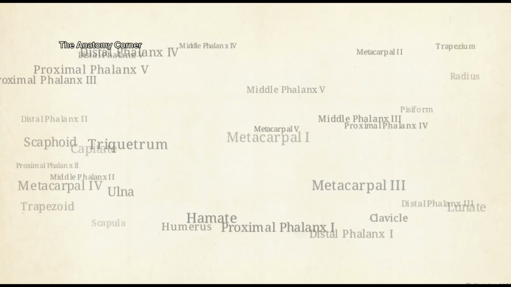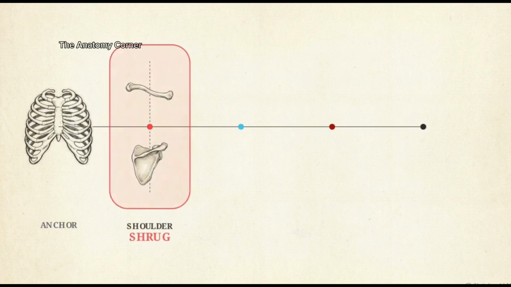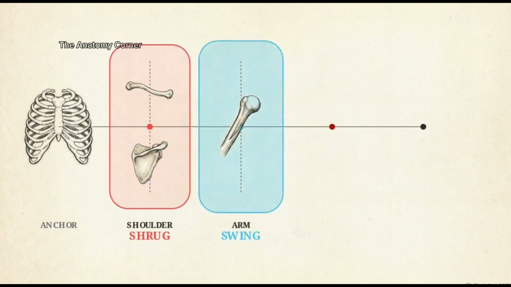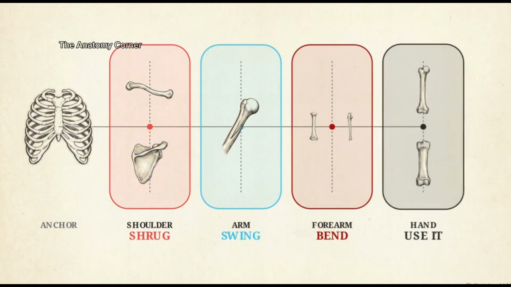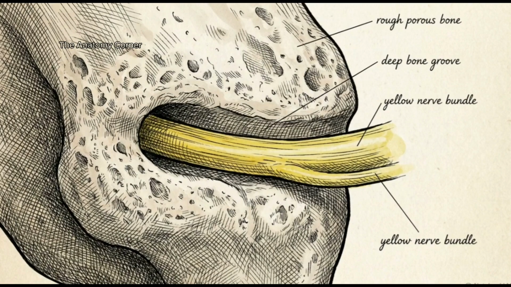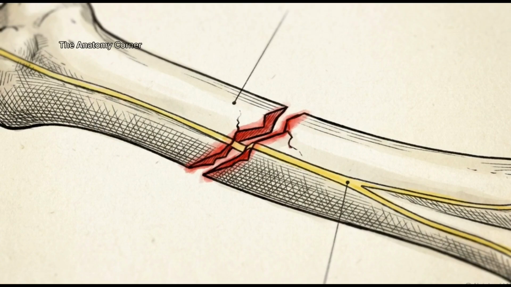The solution is to abandon the list and map the 32 bones into 4 functional regions mapped to everyday actions. The shoulder anchors, so you shrug. The arm leverages to swing. The forearm rotates to bend. The hand manipulates to use it. These bones are active physical interfaces. Their shapes and curves exist specifically to route and protect delicate neurovascular networks. Organizing your anatomical map by these 4 regions transforms a list of 32 parts into a predictable system. When you understand the architecture, structural failure directly predicts clinical symptoms.